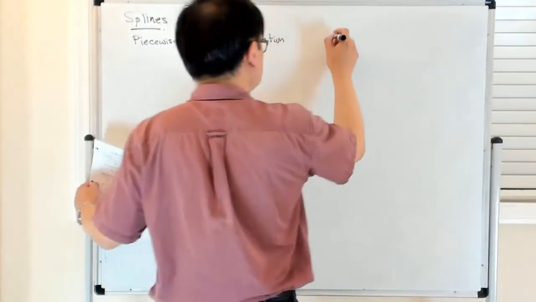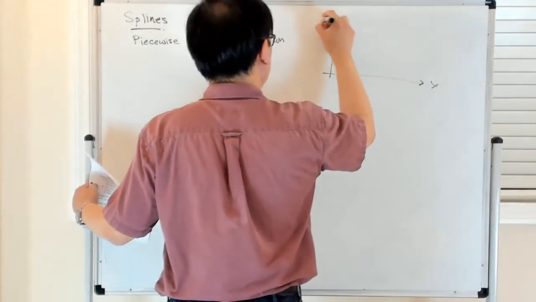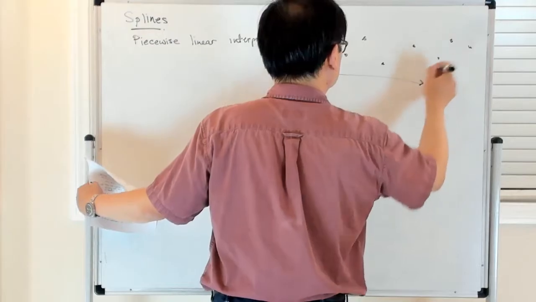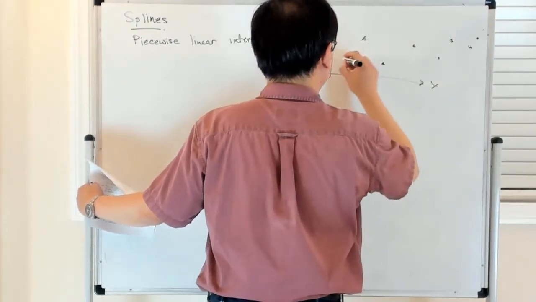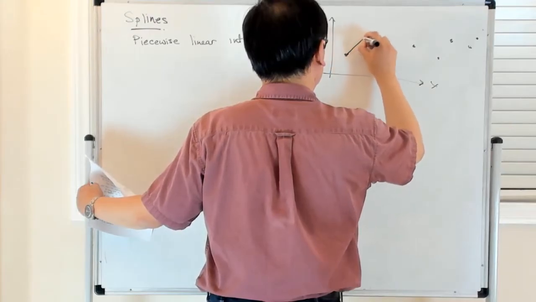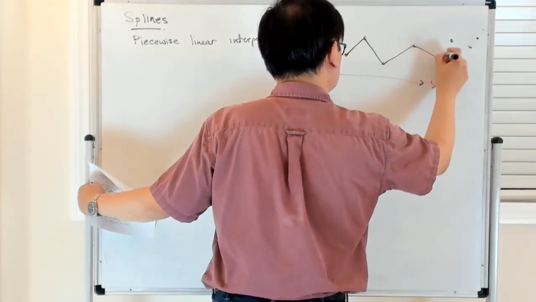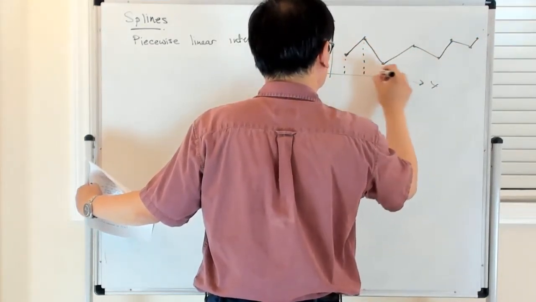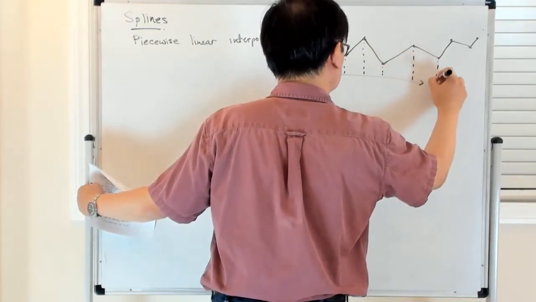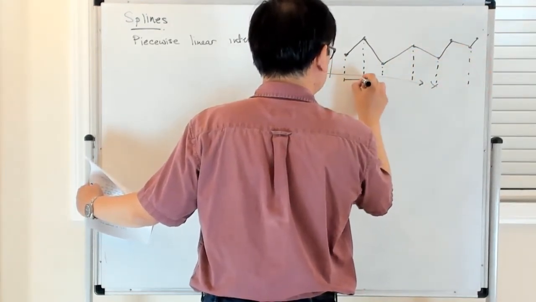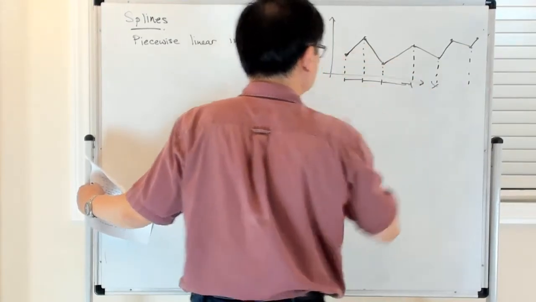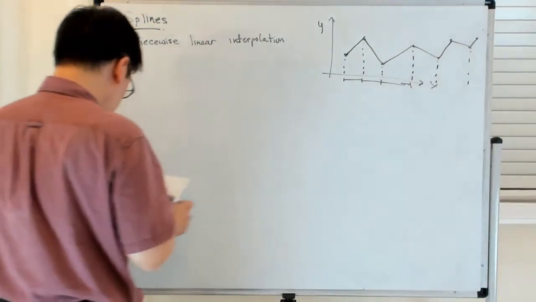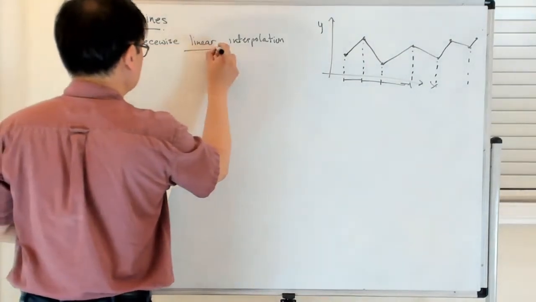And the idea is really quite simple. Say you have data like so, you can essentially just join the dots. So along each of these subintervals, the function is a linear function, and then you just connect the dots. Okay, so that's intuitively what piecewise linear interpolation is doing.